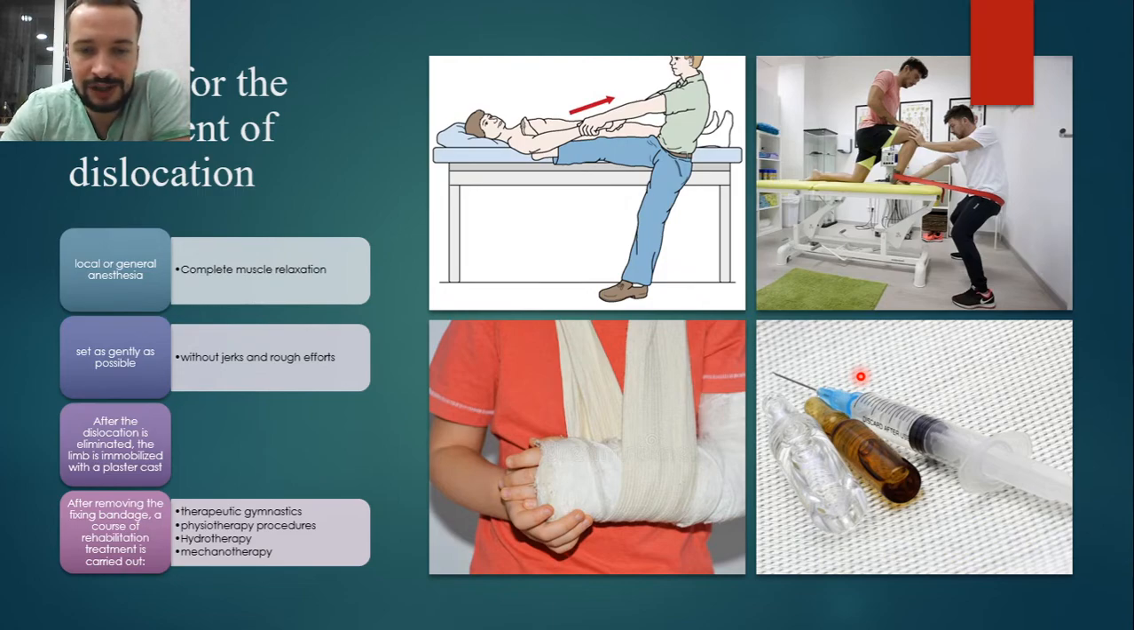After the dislocation is eliminated, the limb is immobilized with a plaster cast, and there you see the plaster cast. After removing the fixing bandage, a course of rehabilitation treatment is carried out. Therapeutic gymnastics, physiotherapy procedures, hydrotherapy, mechanotherapy aimed at relieving pain, normalizing blood circulation, increasing the elasticity of soft tissues. And there you see this rehabilitation therapy.